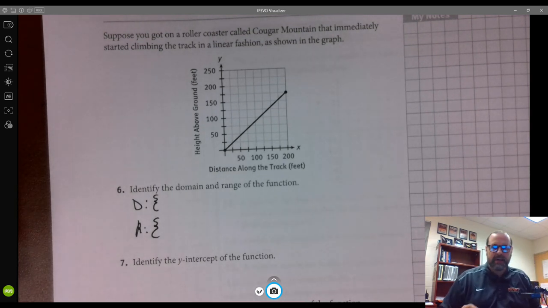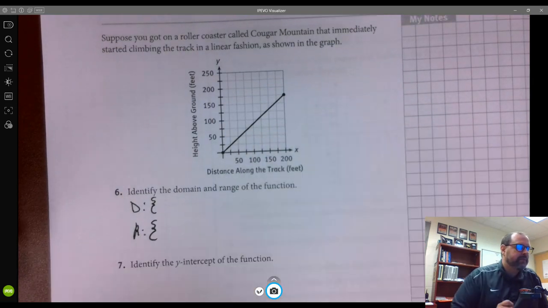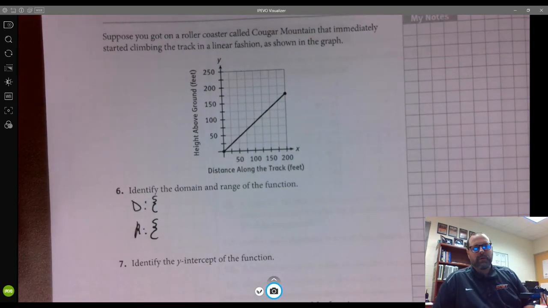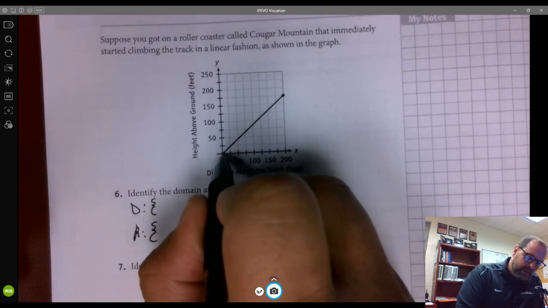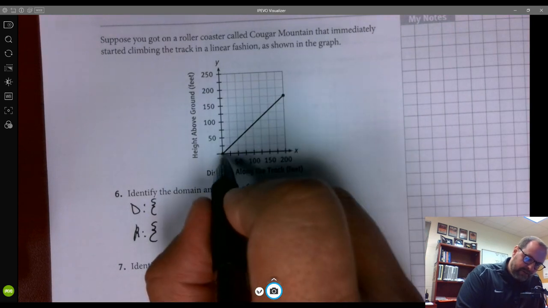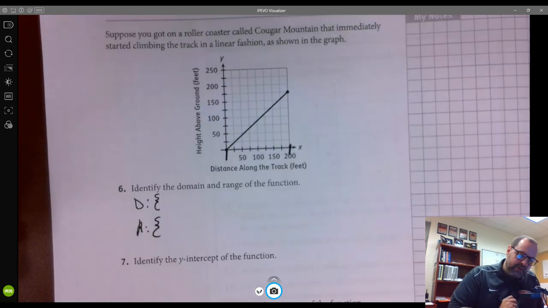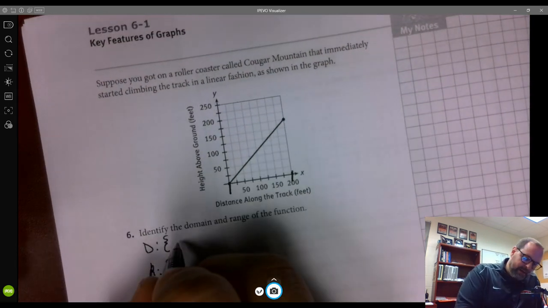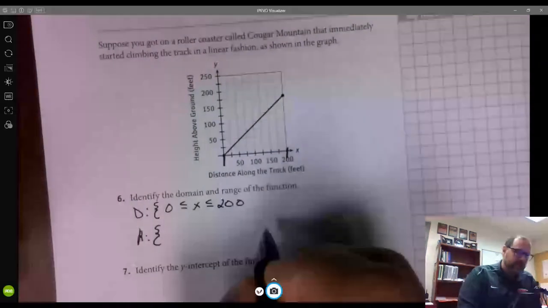It is literally impossible to write all the points that are on here because there's an infinite amount. You could have 1.1, 1.11, 1.111, 1.11111, small increments, but you could still write them there. So the domain, though, when I look here, is where do my X values start? Well, they start here at 0. Where do they end? Notice I'm not following the graph. I'm following down here and looking at the graph and saying, okay, they end at 200. So my domain consists of the numbers between 0 and 200.